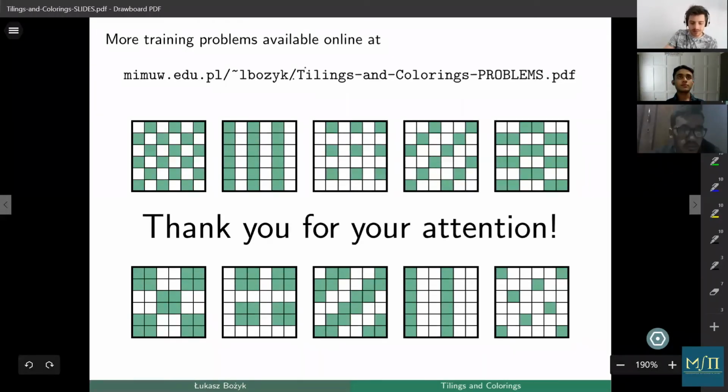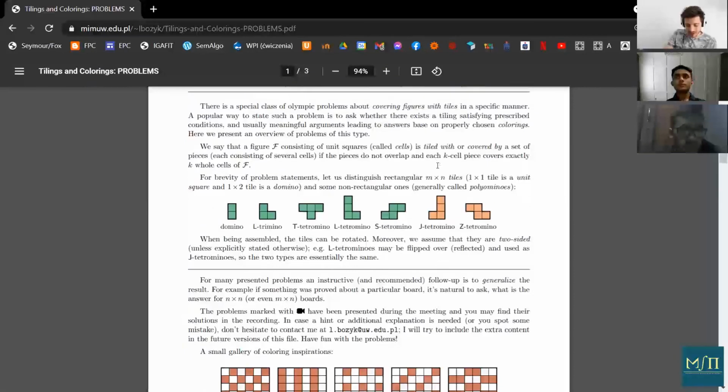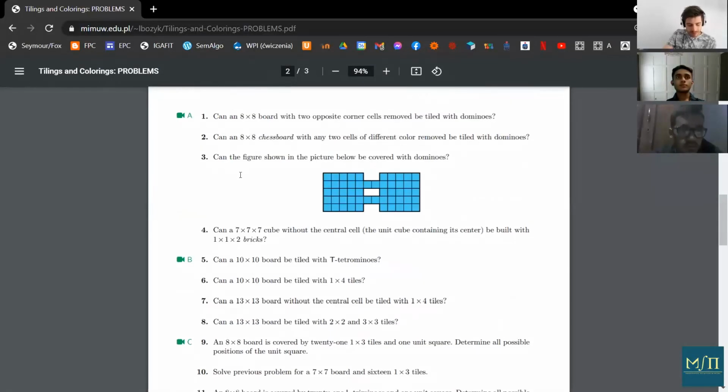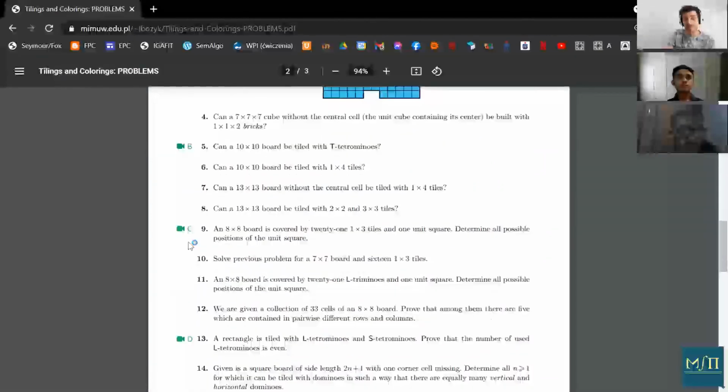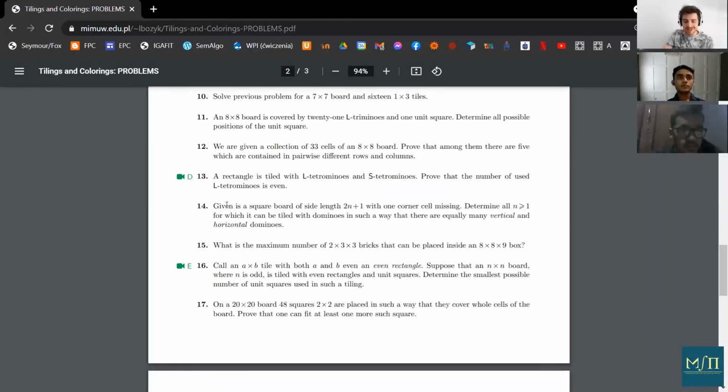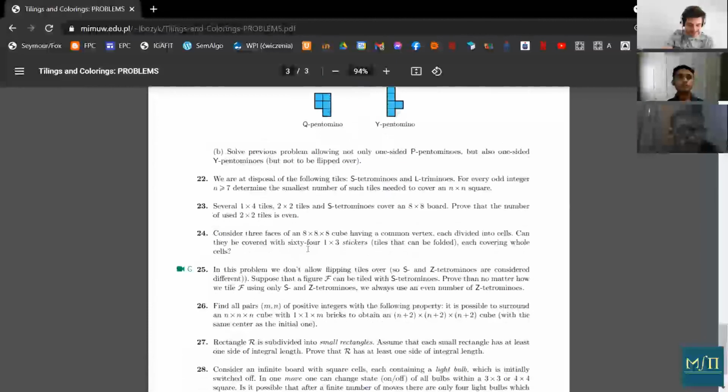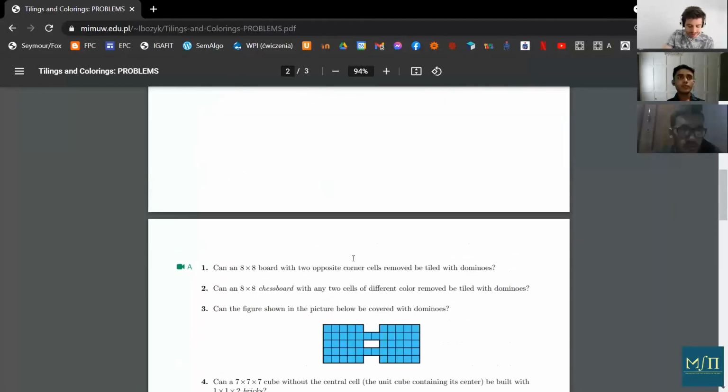here. Oh, it's not clickable, but I can show it. The problems are, they look like this. The problems that we discussed today are marked within the set. That's the reason that they are letters, not numbers, because they don't appear consecutively in this problem list.